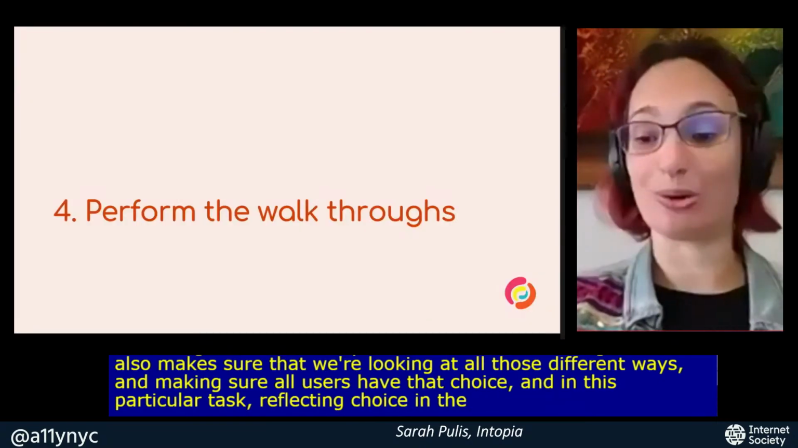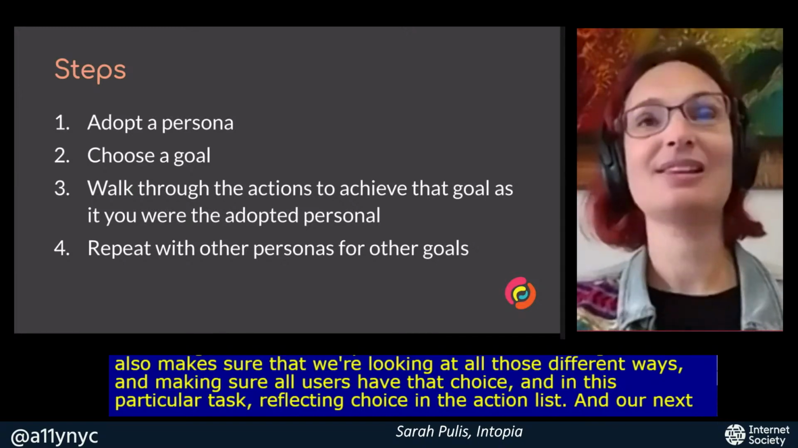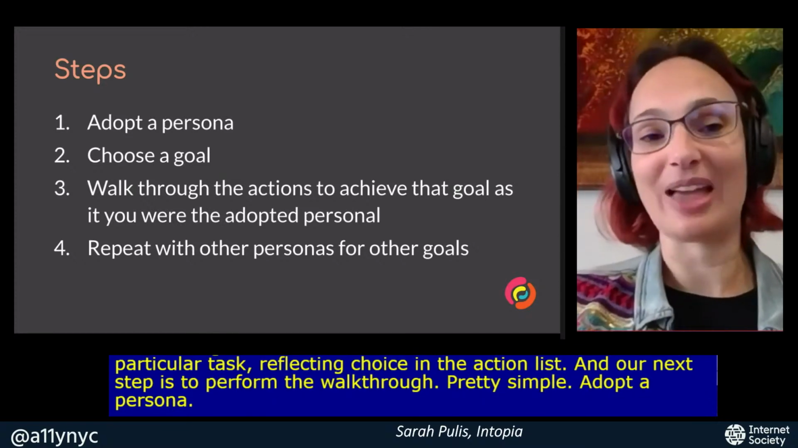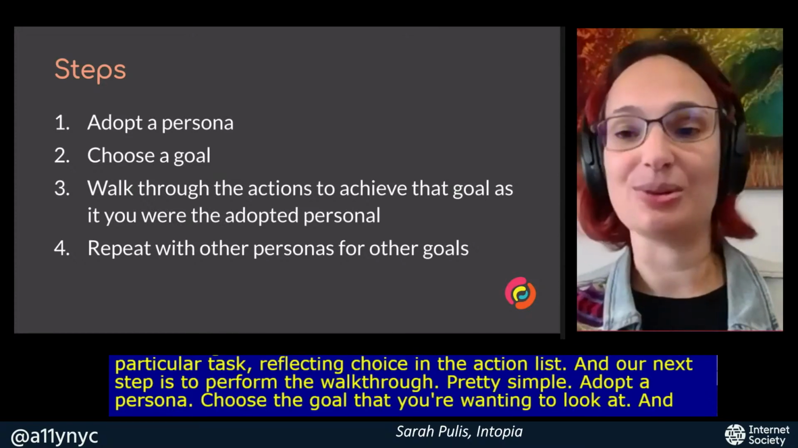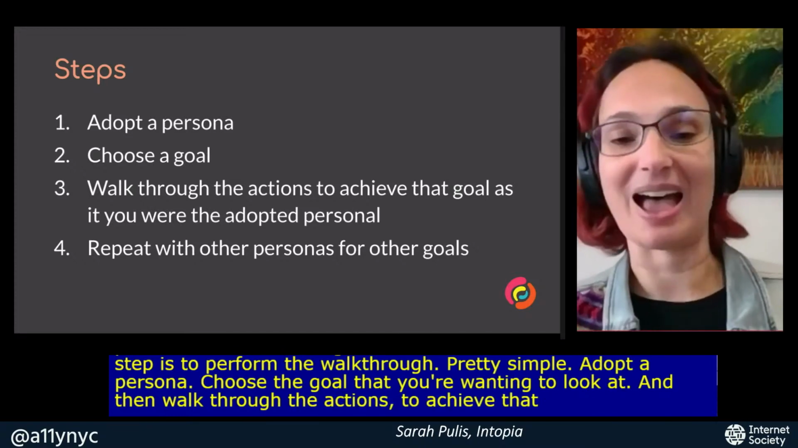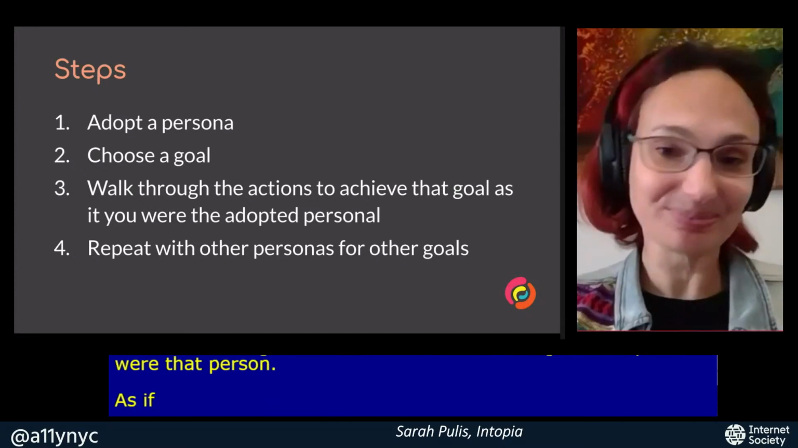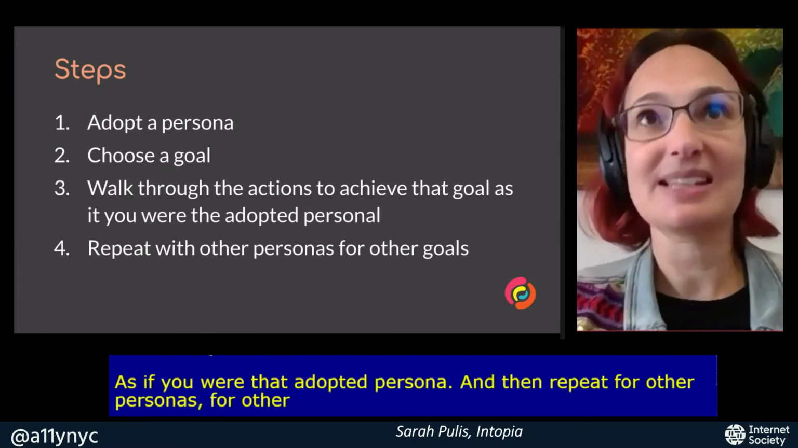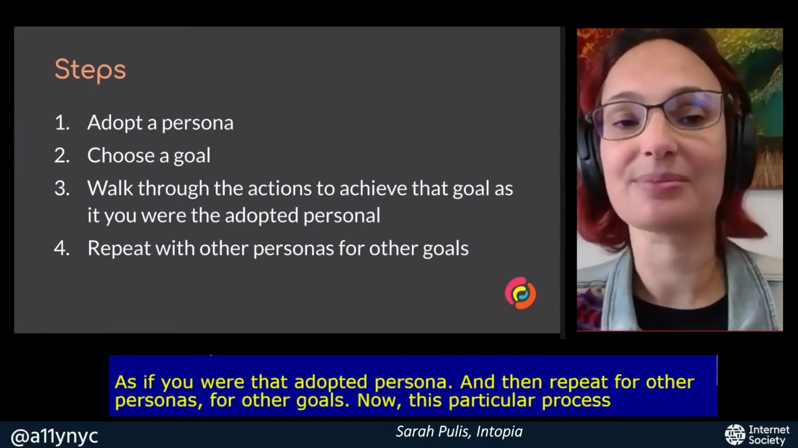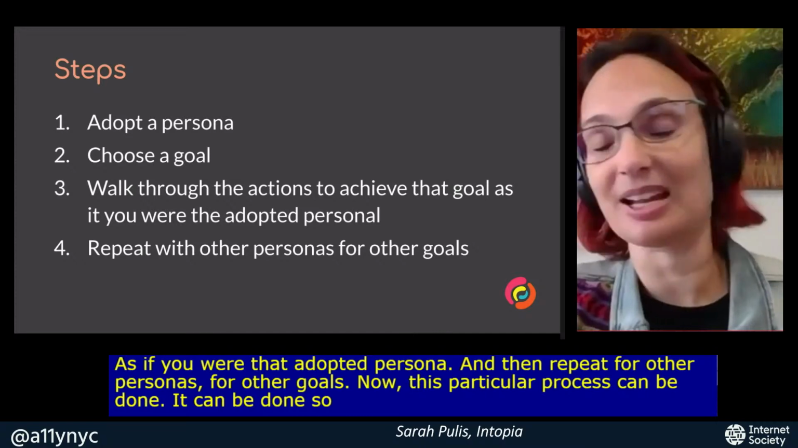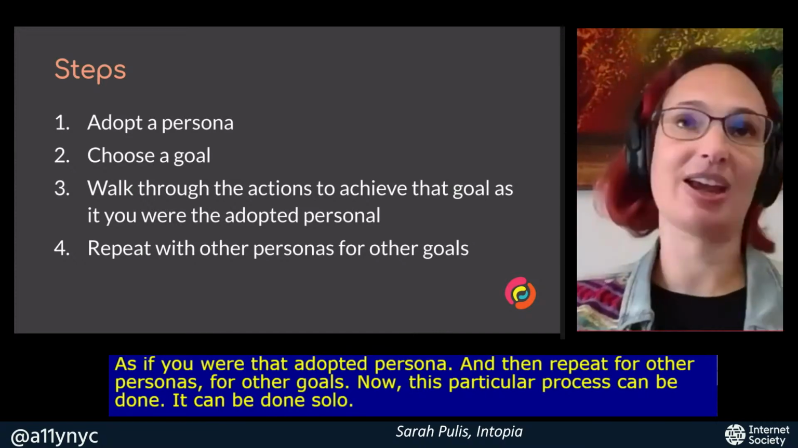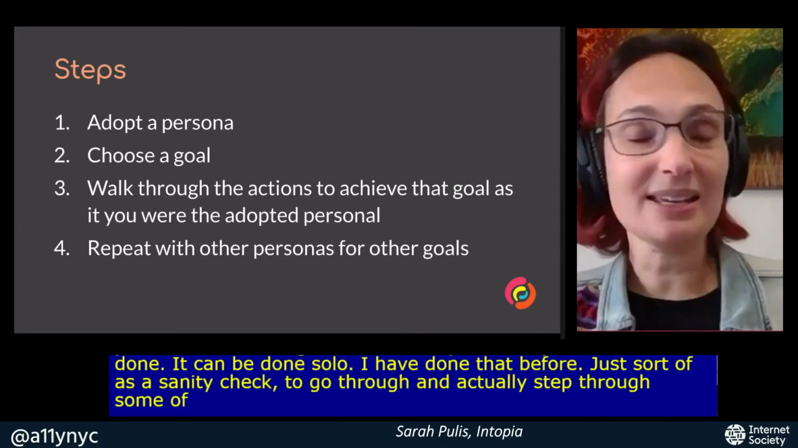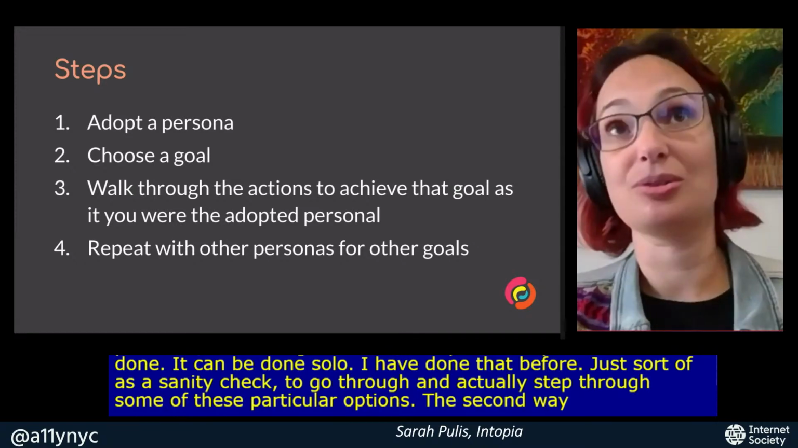And our next step is to perform the walkthrough. So pretty simple. Adopt our persona, choose the goal that you want to look at, and then walk through the actions to achieve that goal as if you were that person, as if you were that adopted persona. And then repeat for other personas, for other goals. Now, this particular process can be done solo. I have done that before, just as a sanity check to go through and actually step through some of these particular options.